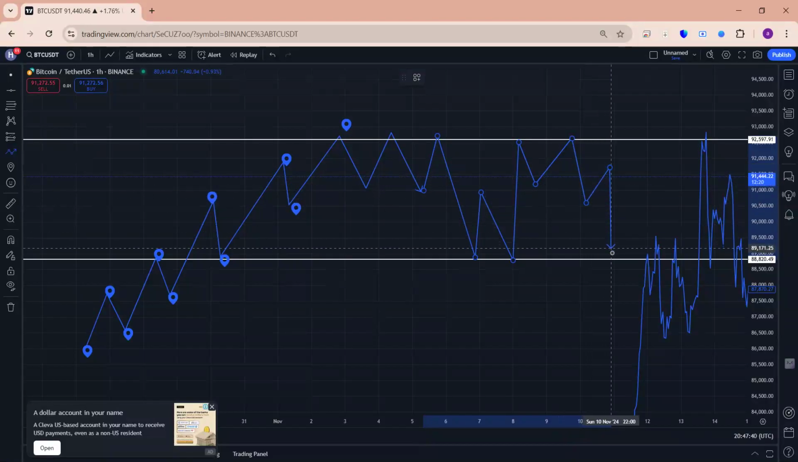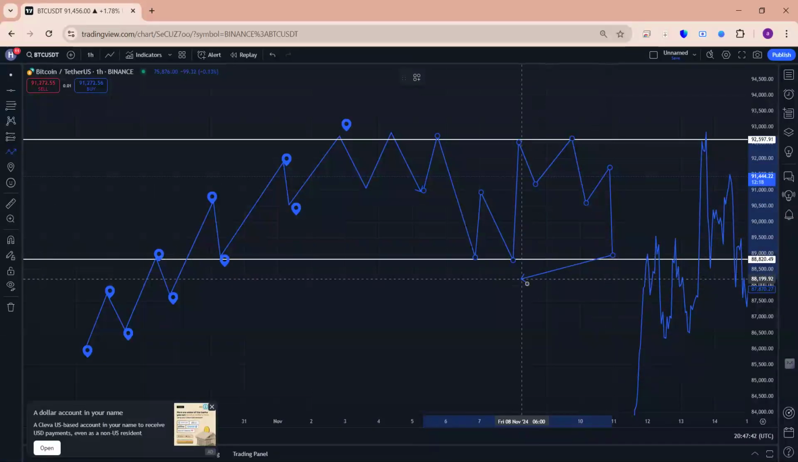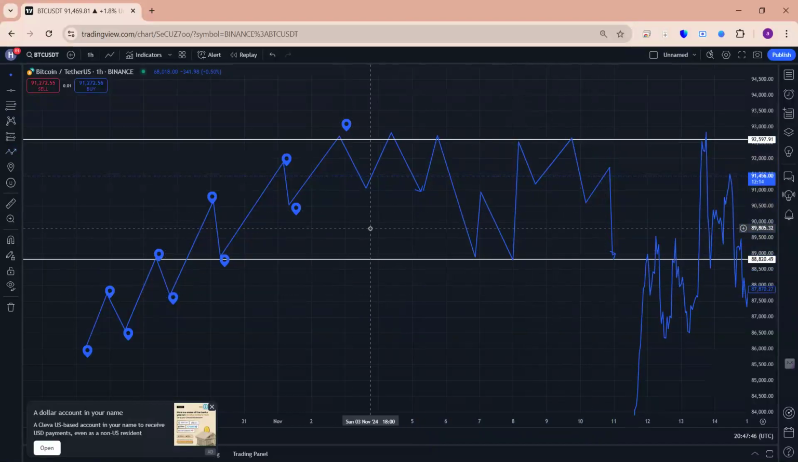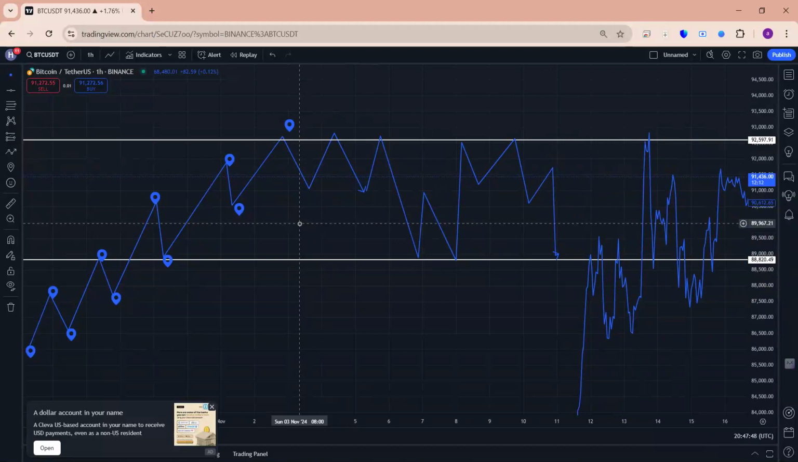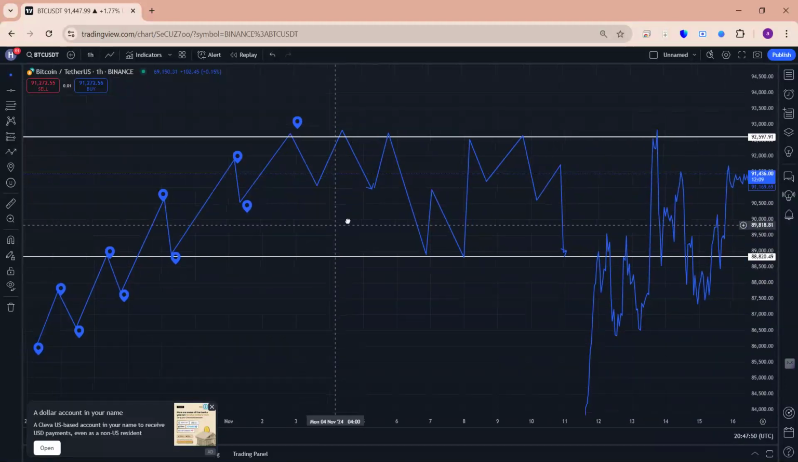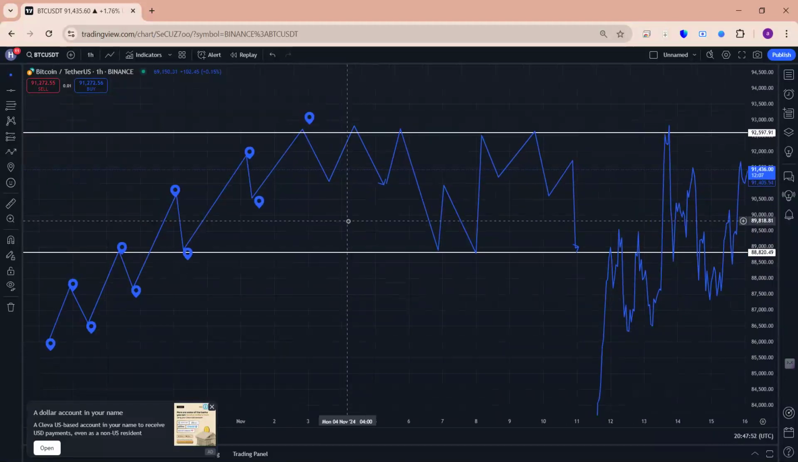Then it drops down again. What I'm doing here is just a visual representation of how the chart goes, so that we can understand what liquidity is all about.